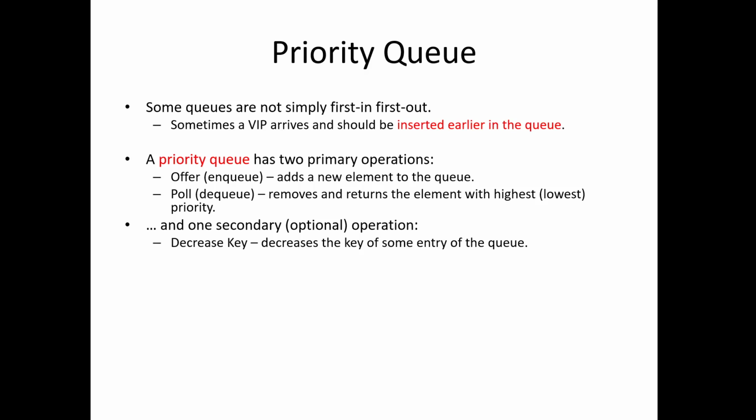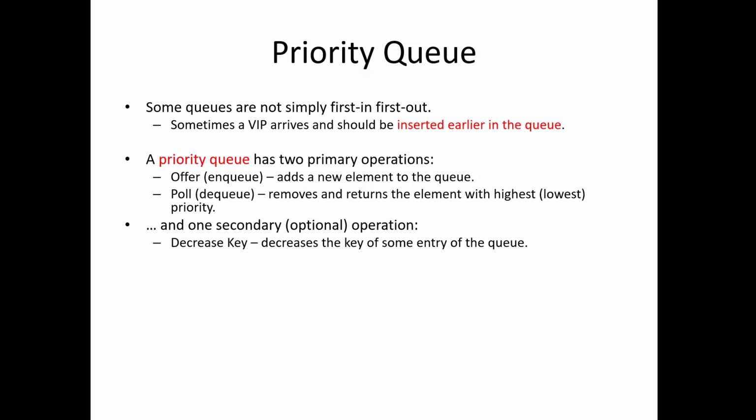Now, a priority queue is very similar to a standard queue. A standard queue we know to be a first in, first out data type. And in a standard queue, all entries in the queue are treated equally. But in a priority queue, we have entries added in with different priorities, and we want to handle the elements in the queue with highest or lowest priority first.